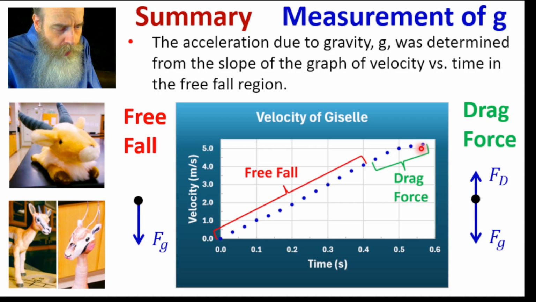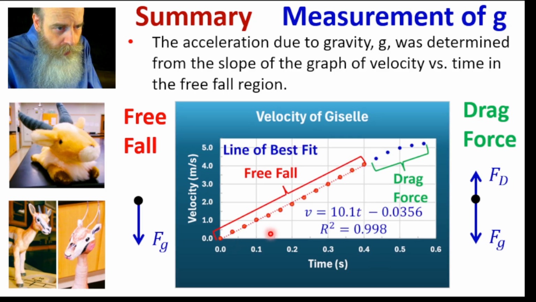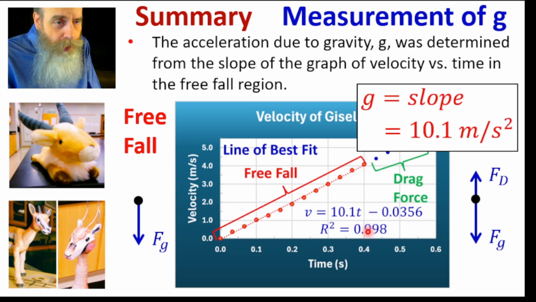Measurement of g. We determined the acceleration due to gravity by finding the slope of the graph of v versus t when the object was in the free fall region. We did a line of best fit, and this is what we got. V equals 10.1 t minus 0.0356. The coefficient of t, 10.1, that is the slope of the line. And that is equal to the acceleration. And so we found that g, the acceleration, was 10.1 meters per second squared. That's very close to the expected value of 9.8 meters per second squared.